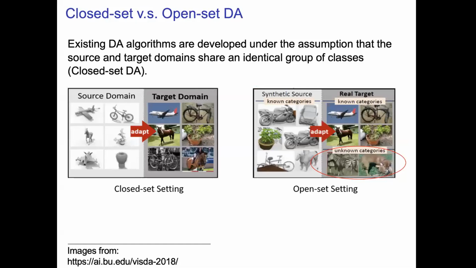These techniques all tackle the closed set domain adaptation scenario where the source and target data contain exactly the same classes as you see in the left figure. In the right figure, you can see that target data have additional classes which were not present in the source data. This more realistic and challenging scenario is called open set domain adaptation.